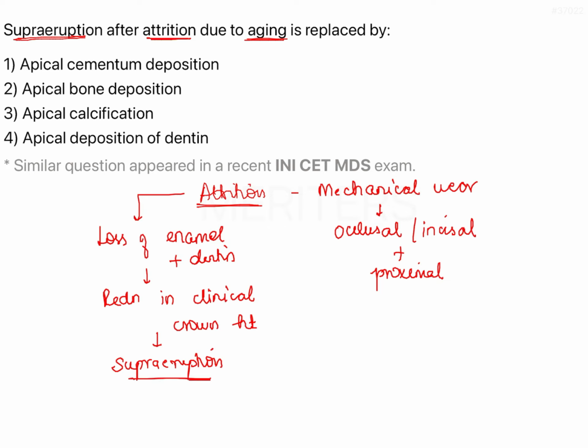Now, correlating this with the question, the first point to observe is that as a result of aging, there occurs attrition of the teeth, and this attrition is accompanied by or replaced by supra-eruption of the teeth. And this supra-eruption is accompanied by which of the given processes is our question.